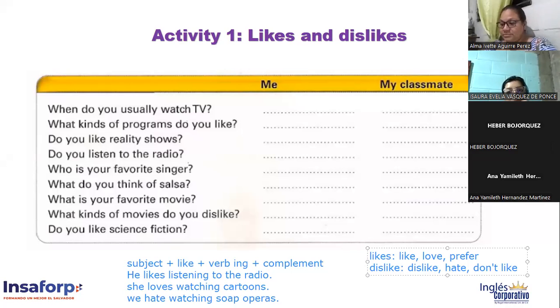Isaura, what kinds of movies do you dislike? I dislike horror movies. I don't like a scary movie. Can you repeat, please? Scary movie. I don't like a scary movie. Scary movies. I don't like them either. Or horror movies, thrillers, I don't like them.